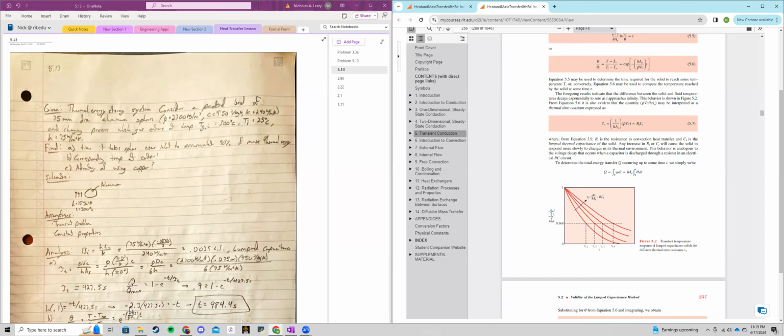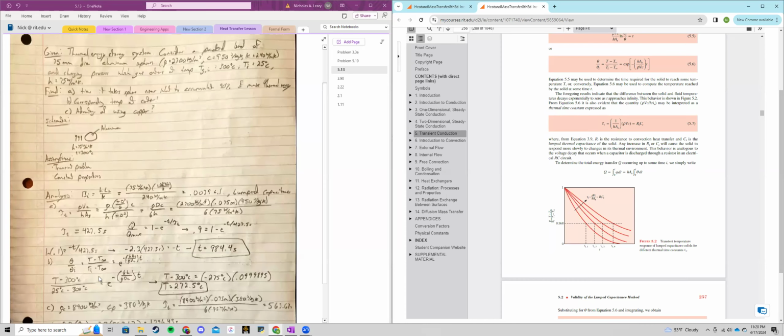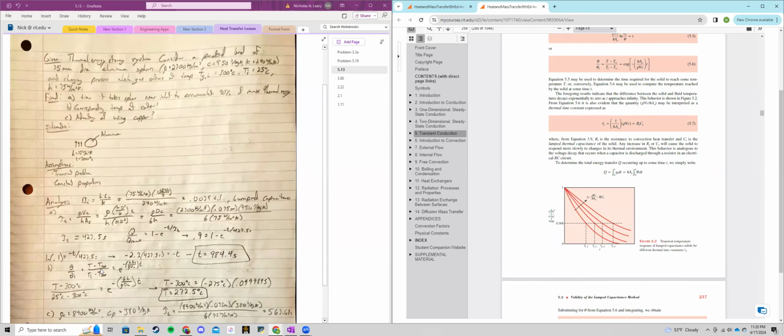Natural log of 0.1 is equal to negative 2.3, which is then multiplied by our 427.5, and it's equal to negative T. So those negatives cancel out, and you get a time of 984.4 seconds for it to accumulate 90% of the max thermal energy, sorry. So then for the next part, finding the corresponding temperature, we use our temperature ratio.